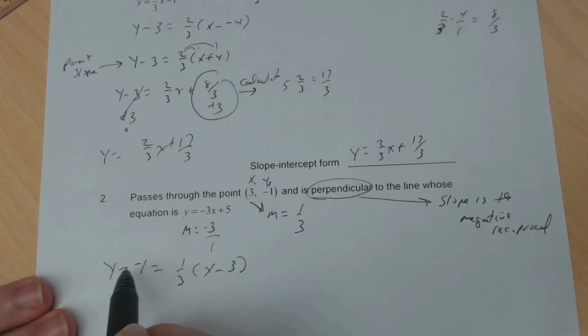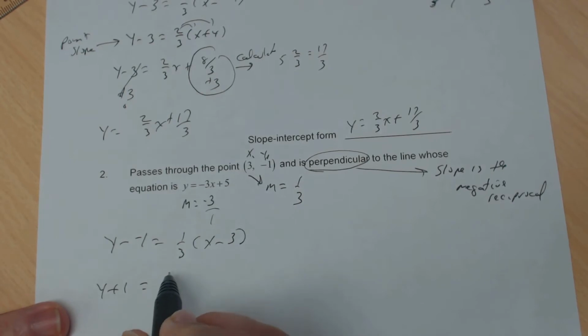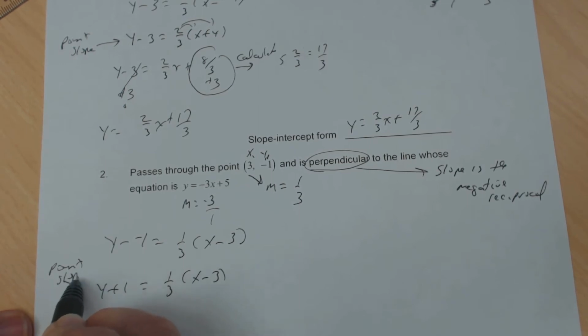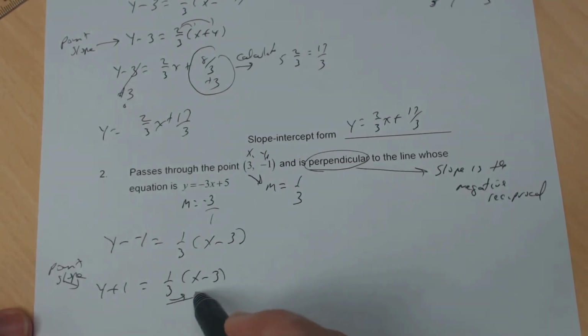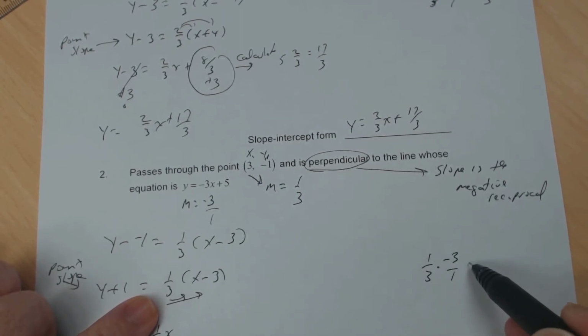You've got to rewrite y minus negative 1 as y plus 1. You must do that. Equals 1/3 times x minus 3. Now remember, this is point slope. Now remember, you want it in slope-intercept form, so you can distribute the 1/3. So you get y plus 1 equals 1/3 x. All right, now 1/3 times negative 3 over 1.